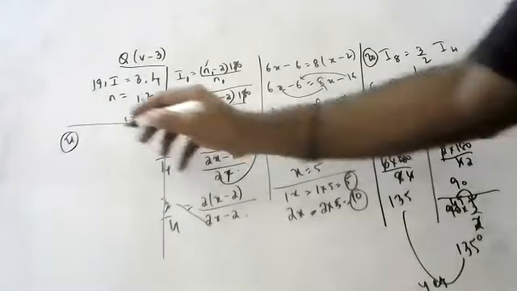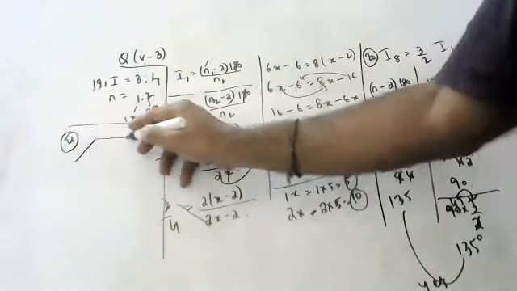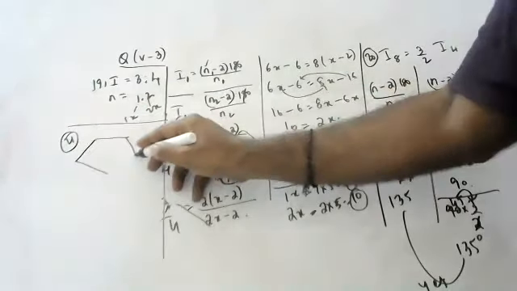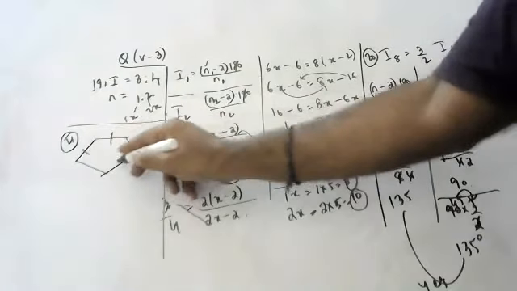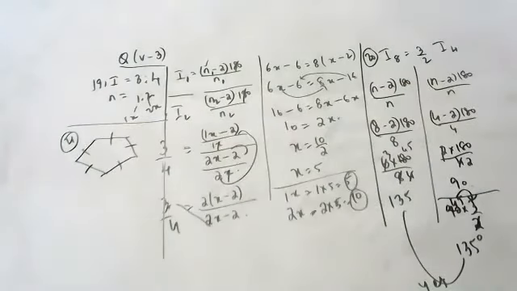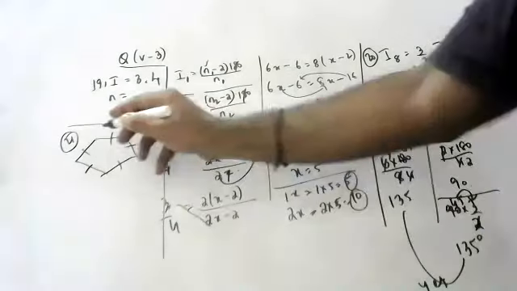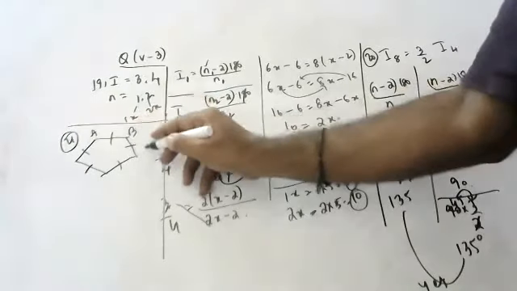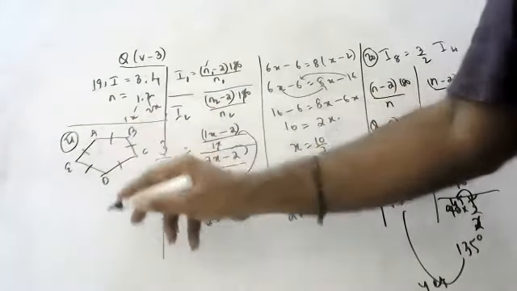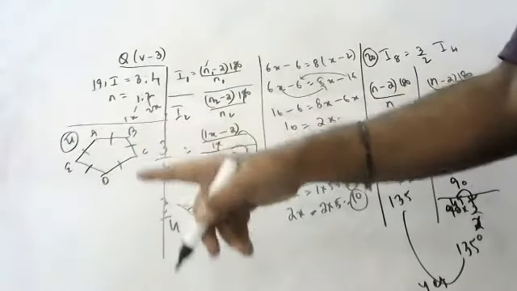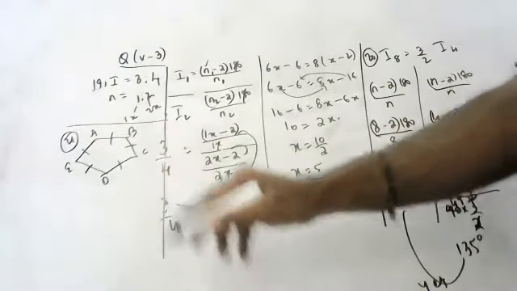ABCDE is a regular pentagon. Regular pentagon means all sides are equal, children. The bisector of angle A meets the side CD at M.